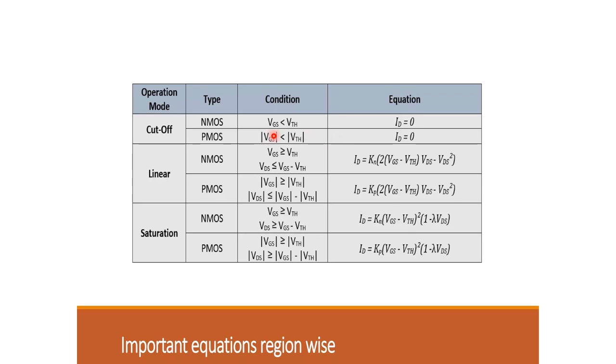That's the cutoff condition. For example, VGS is, let's say, minus 2 volt, whereas VTH equals minus 2.5 volt. As long as minus 2 is less in magnitude than minus 2.5, you can just imagine on the negative axis, ID will be 0. So when the magnitude of the gate voltage exceeds the threshold voltage, it enters into the linear region and then further into the saturation region.